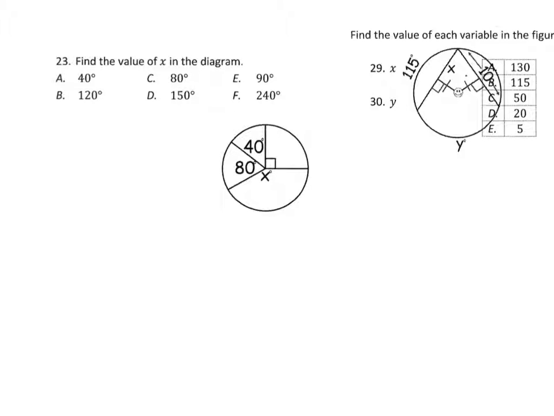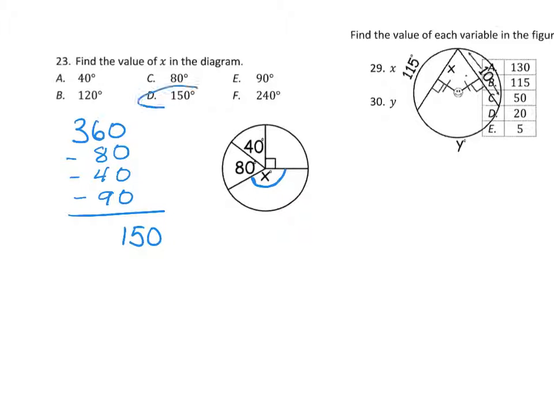Looking at this diagram, we want to find out what the X angle is right here. We know that a whole circle is 360. And if we subtract off all the given numbers, remember the box means 90, and we throw that into our calculators, we end up with a leftover of 150 degrees, which is X.